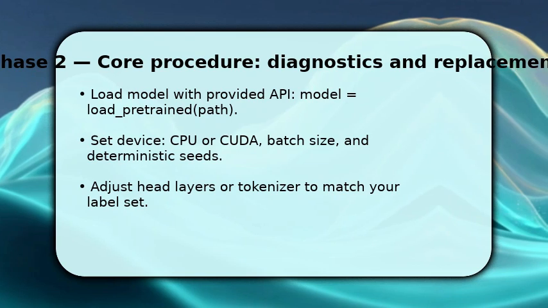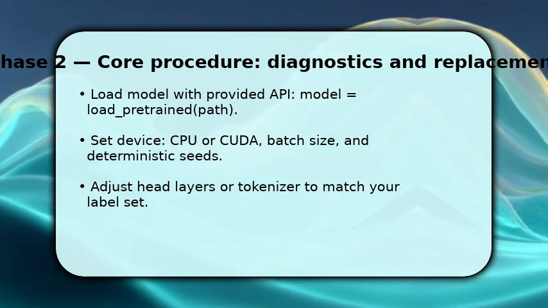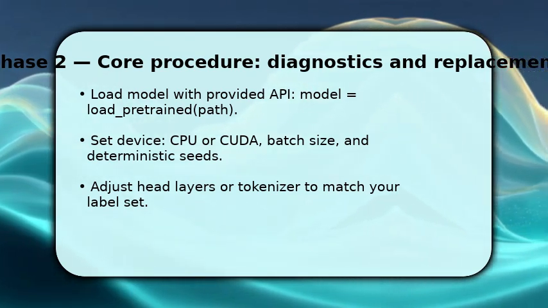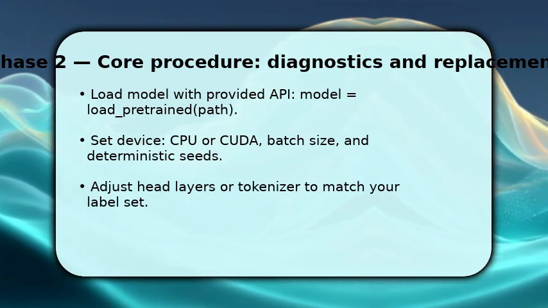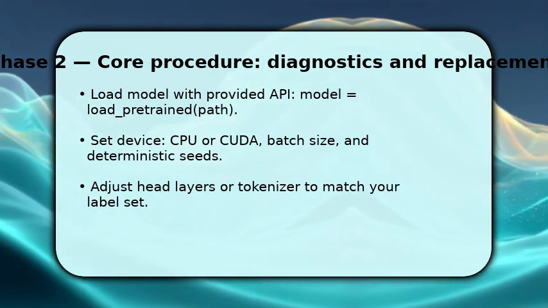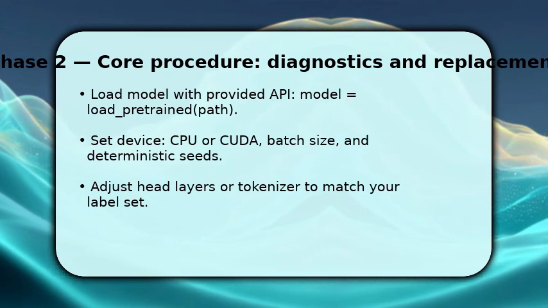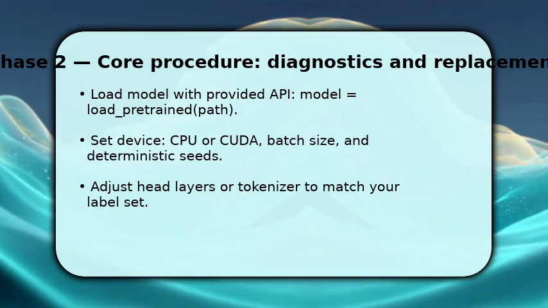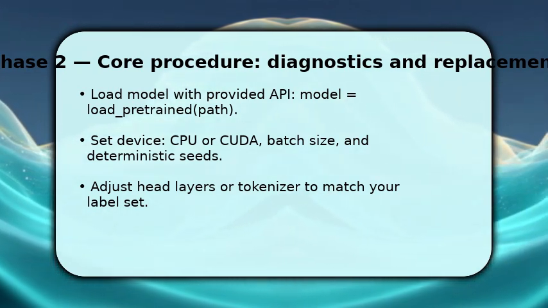If your task labels differ, modify the classifier head or tokenizer mappings and reinitialize only those weights. Then run a single forward pass on your sample data to confirm input shapes and outputs. This quick check prevents wasted training time later.